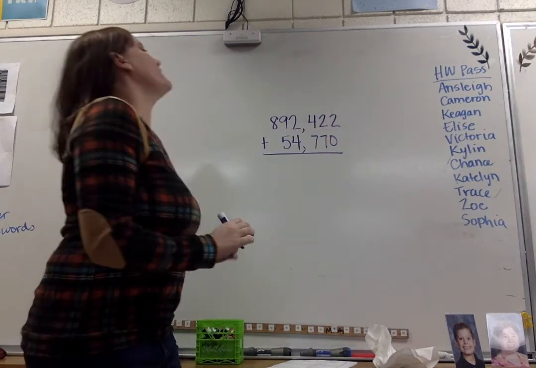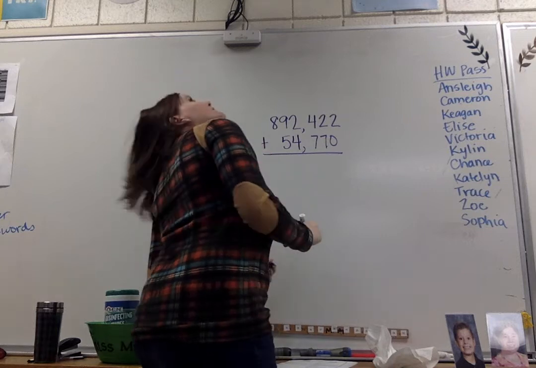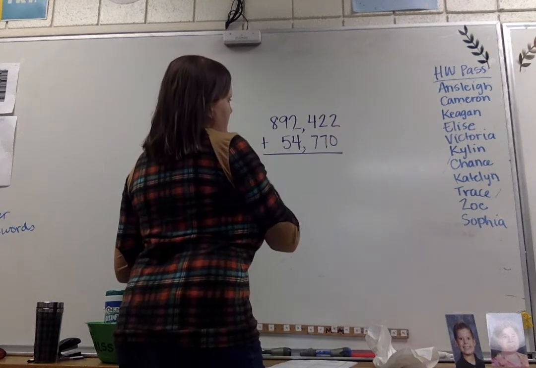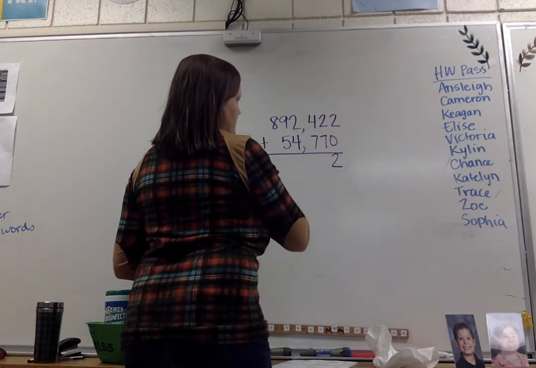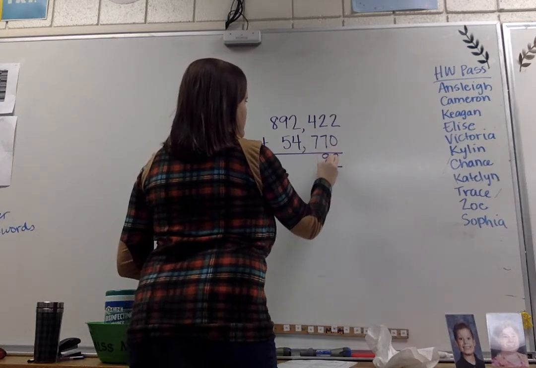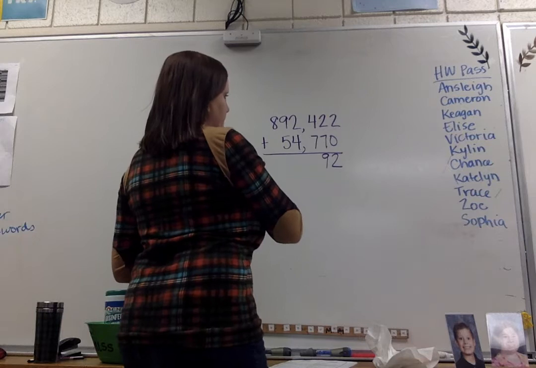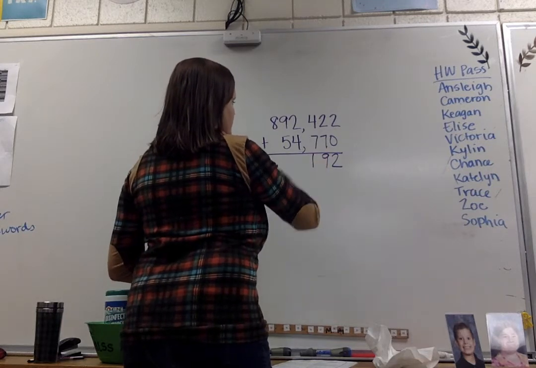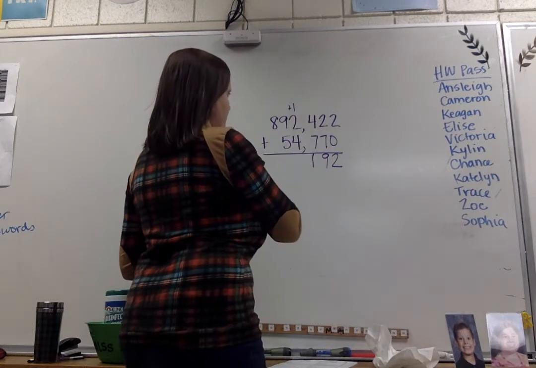Okay, so if I look in the ones column, I have 0 plus 2 for a sum of 2. 2 goes in the ones. 2 plus 7 will give me a sum of 9. 9 will go in the tens. 4 plus 7 gives me a sum of 11. The 1 goes in the hundreds. I'm going to add the 1 above the thousands.